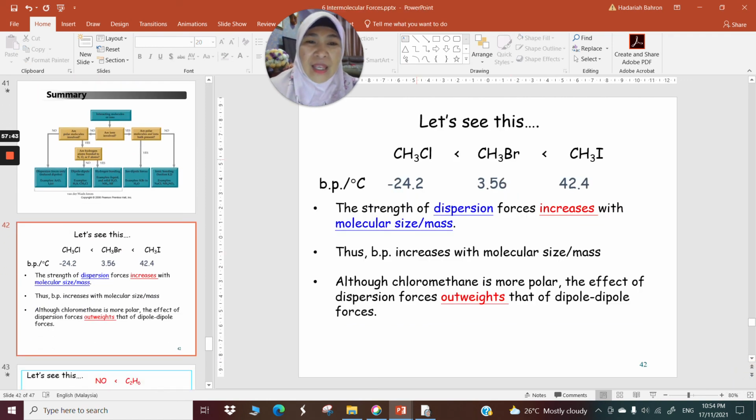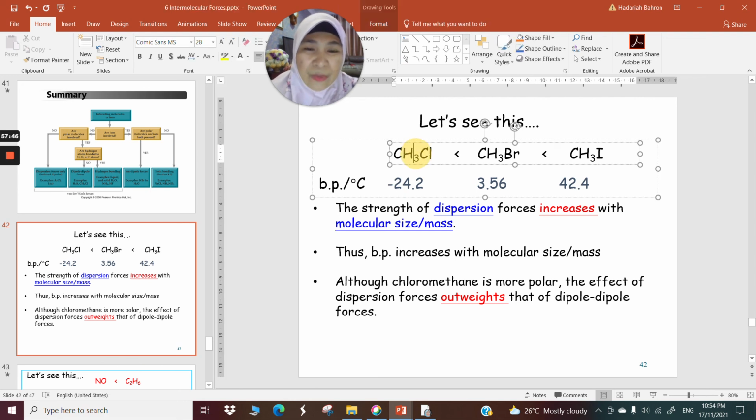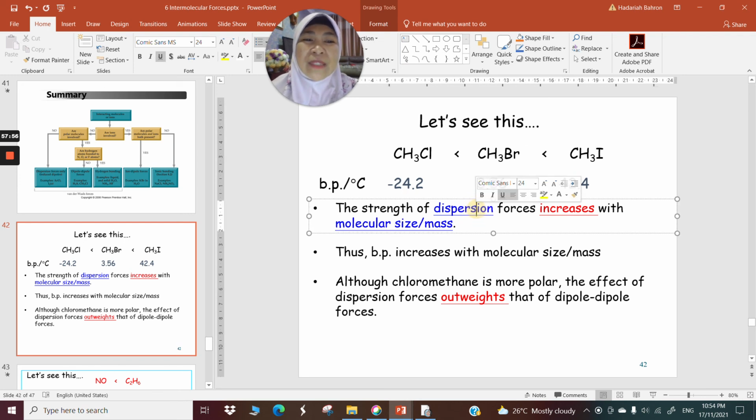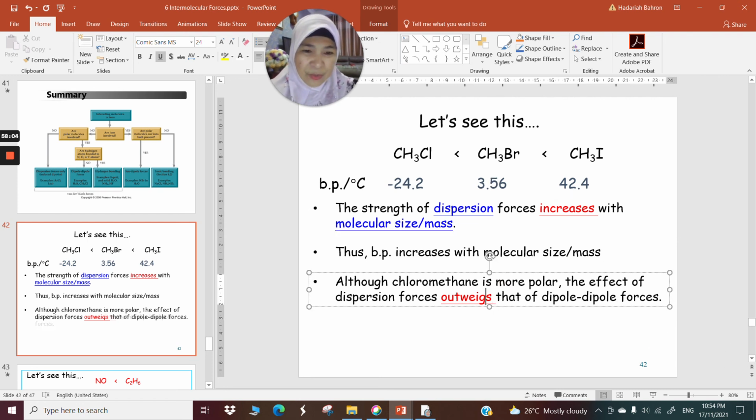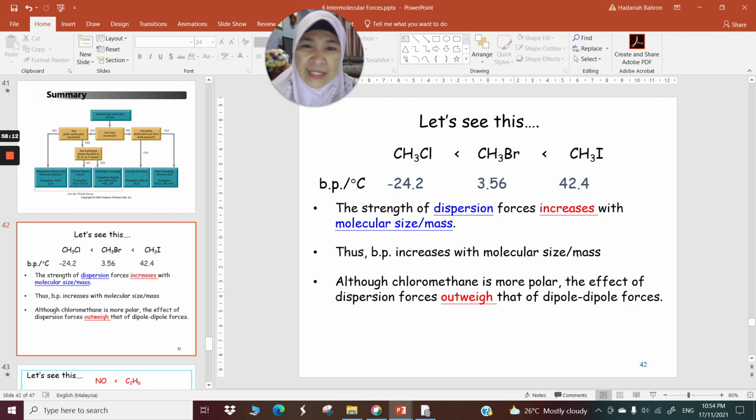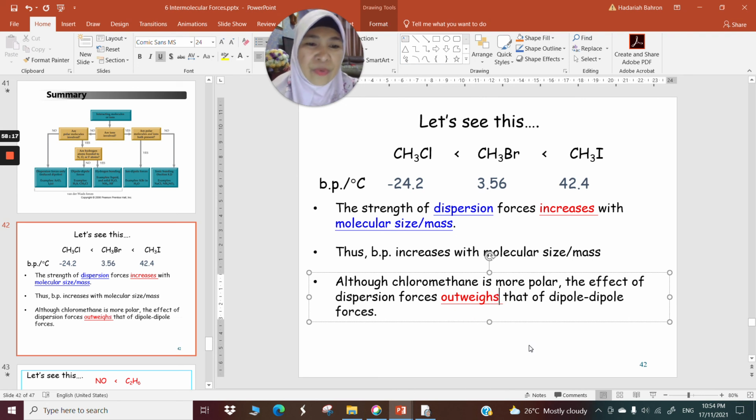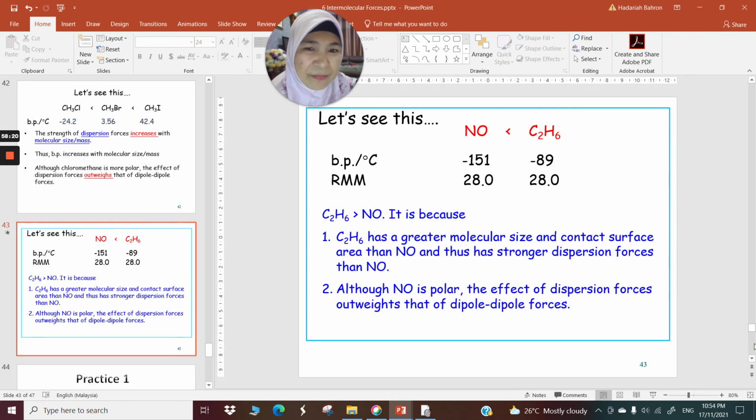So why is CHCl3 having low boiling point compared to CH3Br compared to CH3I? This is all because of the strength of dispersion forces that increases with the molecular size. Although chloromethane is more polar, the effect of dispersion force outweighs that of dipole-dipole forces.